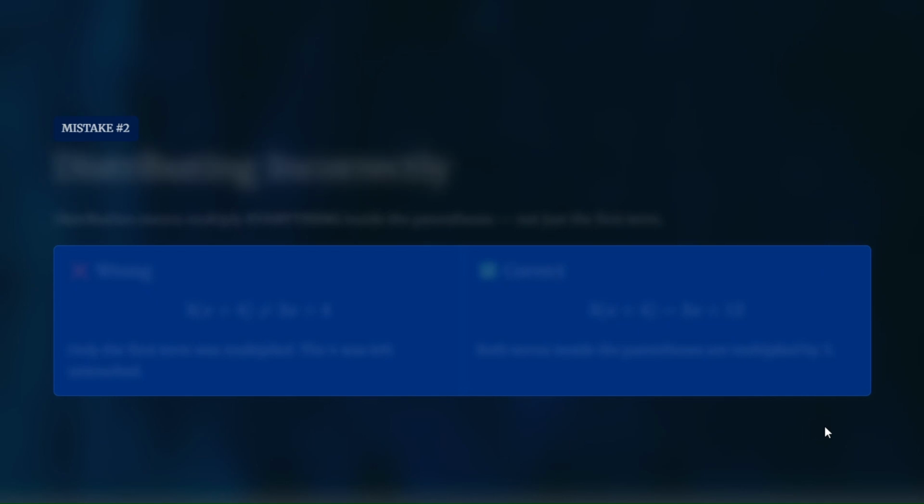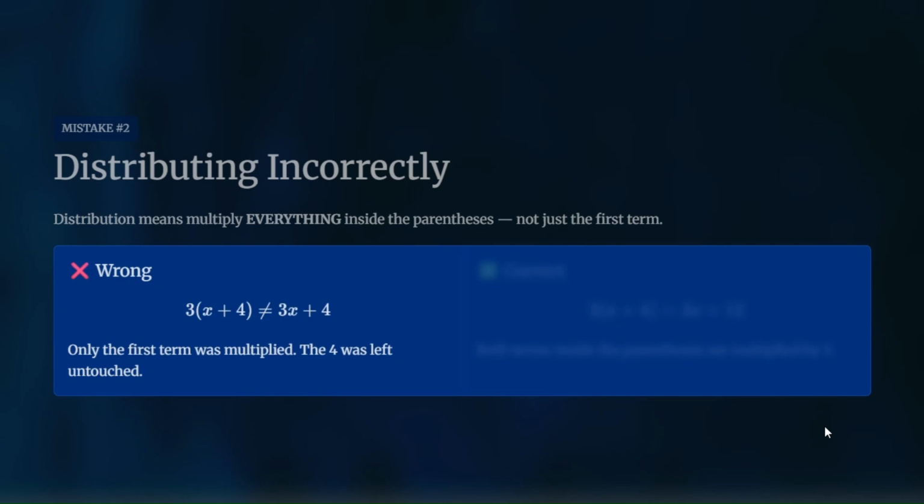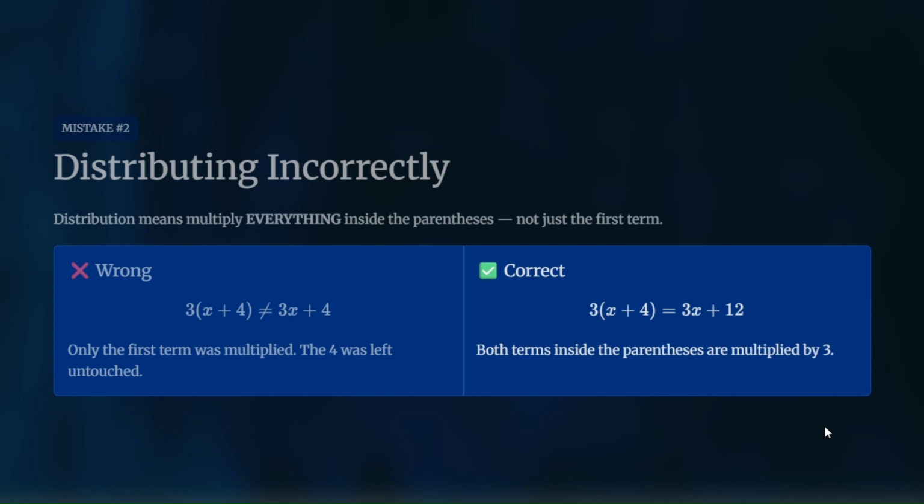Mistake number 2 is distributing incorrectly. Distribution means multiplying everything inside the parentheses, not just the first term. This is one of the most common errors in algebra. For instance, 3 times (x plus 4) is not equal to 3x plus 4, because in this case, only the first term was multiplied and the 4 was left untouched. 3 needs to be multiplied by both terms inside the parentheses. Therefore, 3 times (x plus 4) is equal to 3x plus 12.